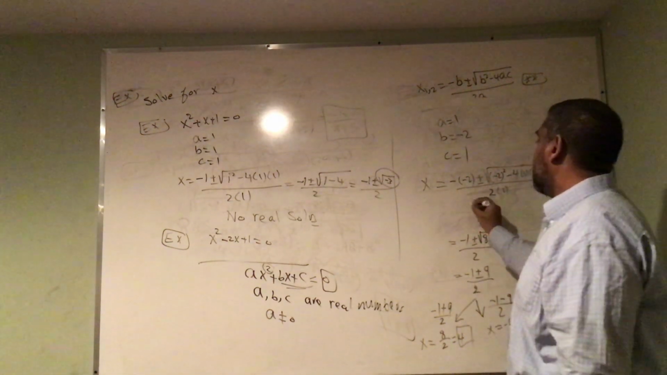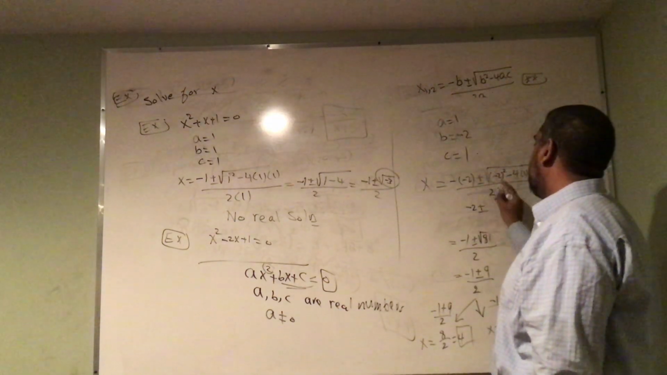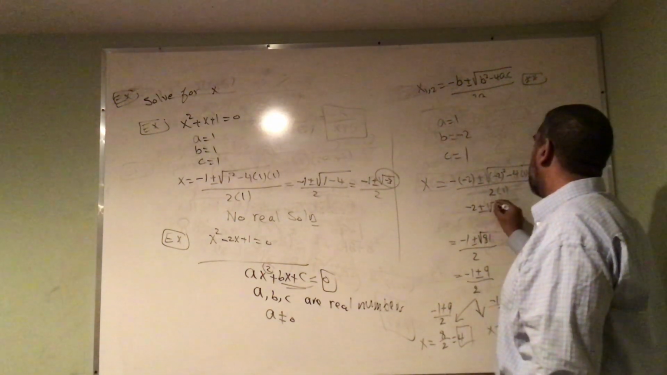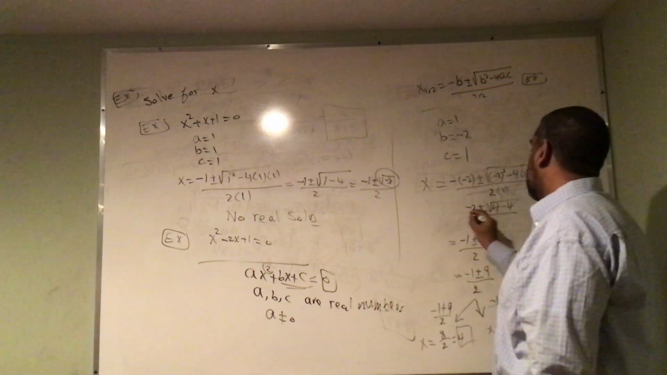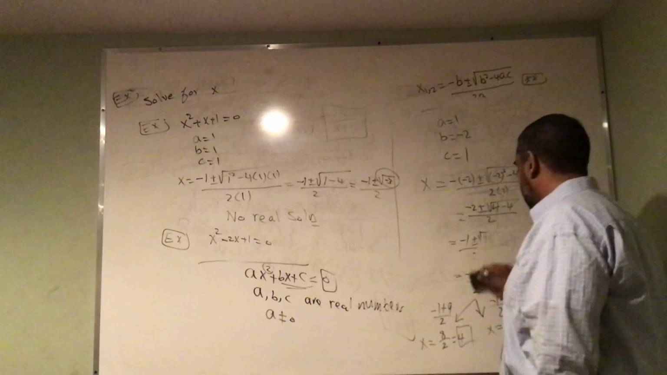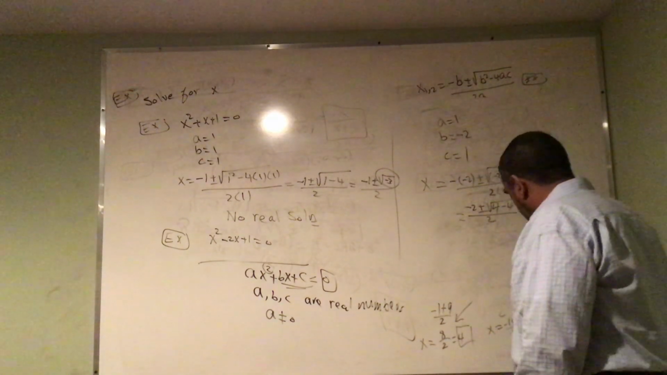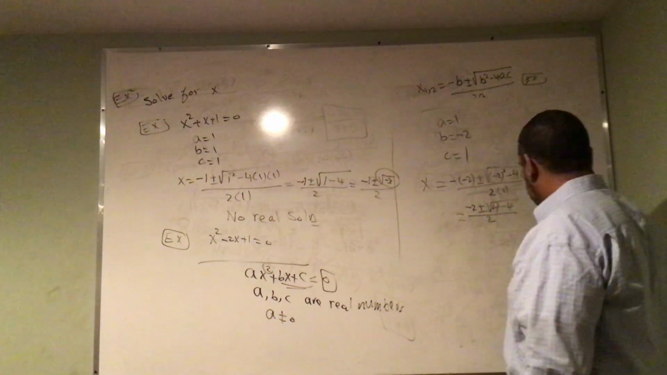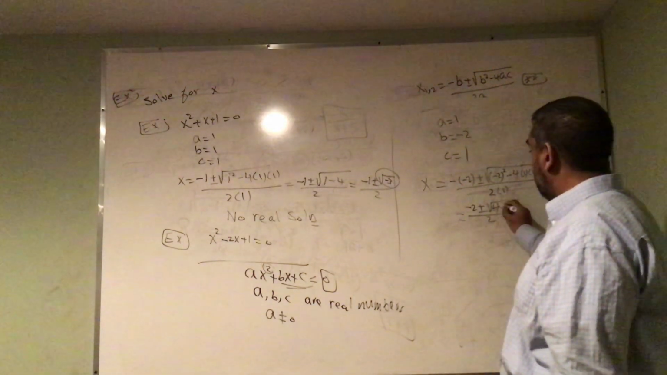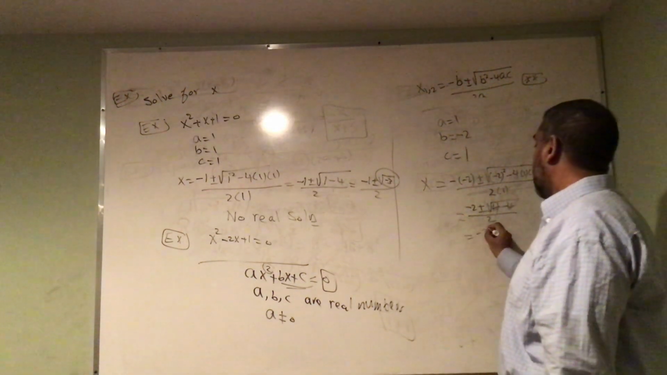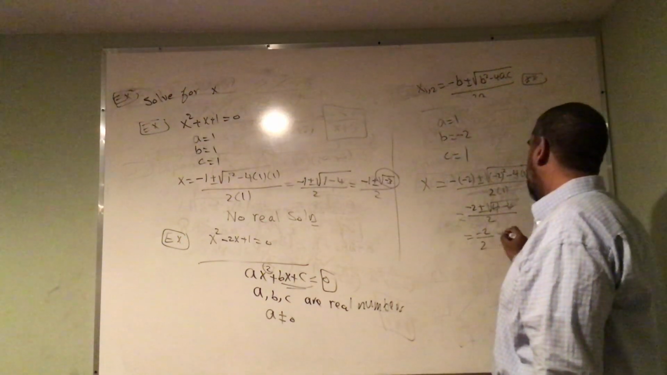If I simplify this, you get negative 2 plus or minus the square root of 4 minus 4. The whole thing divided by 2. So what did you get here, guys? Here 4 minus 4, you get 0. So the square root of 0 is 0. So what I have is minus 2 plus or minus 0, divided by 2.